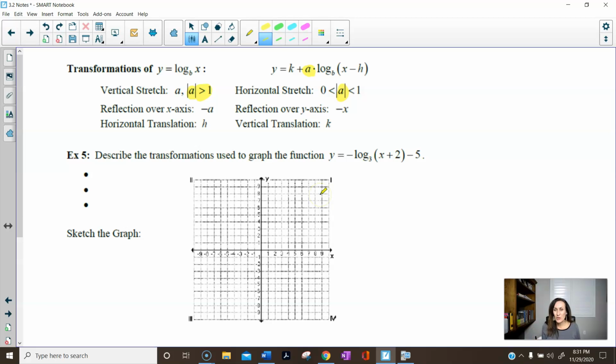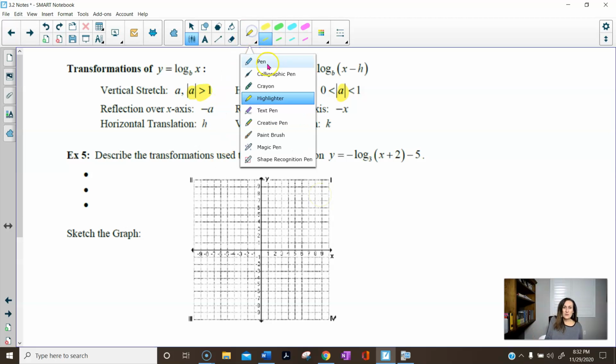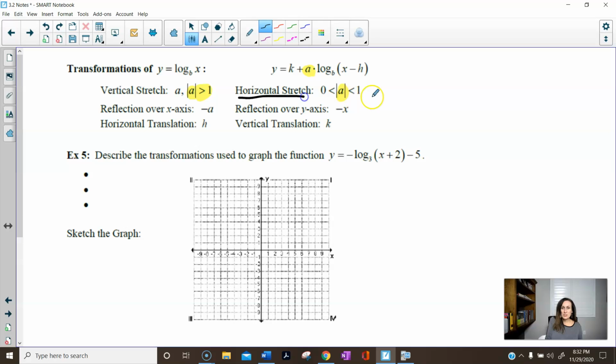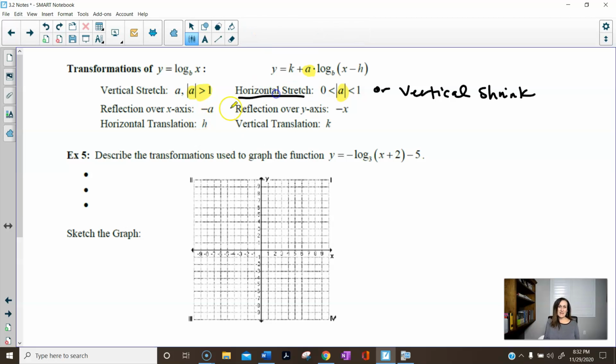which is the same thing as a vertical shrink. So you could put horizontal stretch or you could write vertical shrink because those are opposites of each other. Reflection over the x-axis, you throw the negative out in front. Reflection over the y-axis, you put the negative inside with the x. H is going to shift you left or right. And H is also going to be your vertical asymptote.